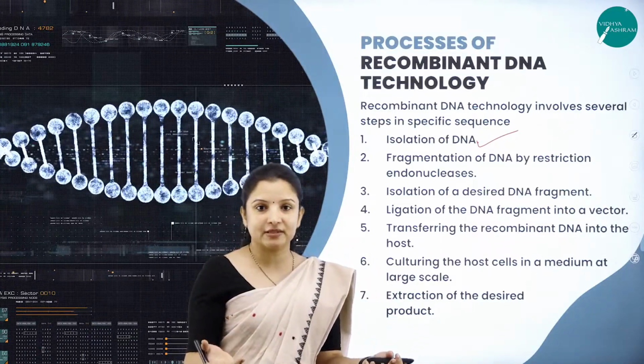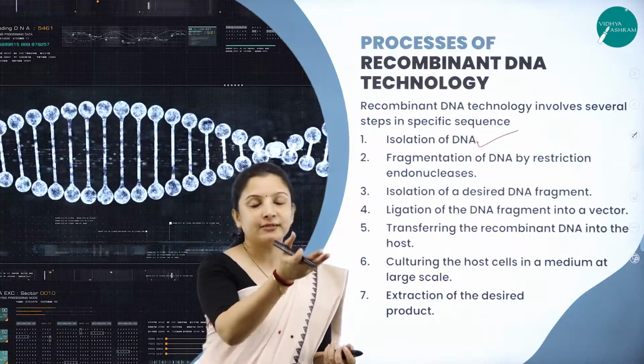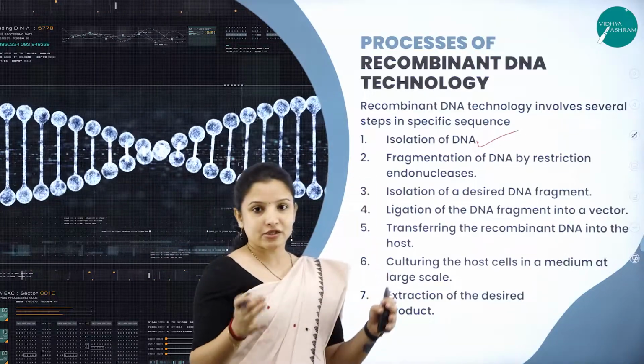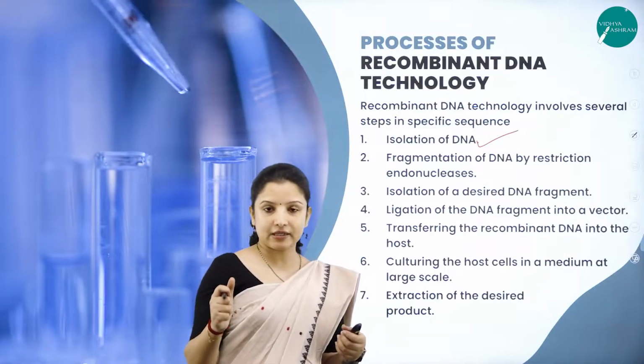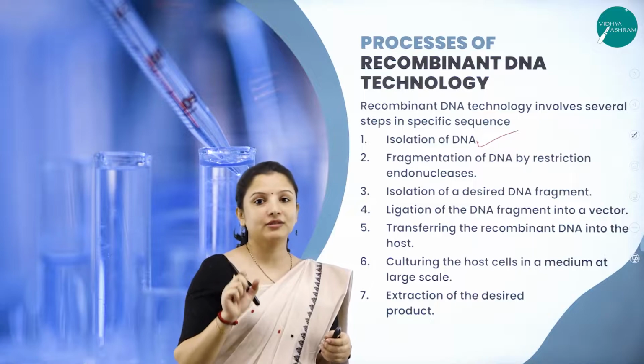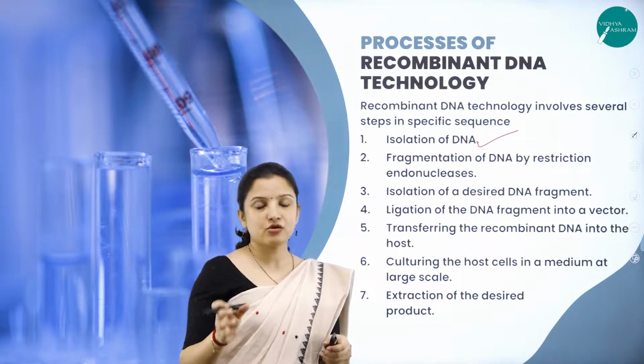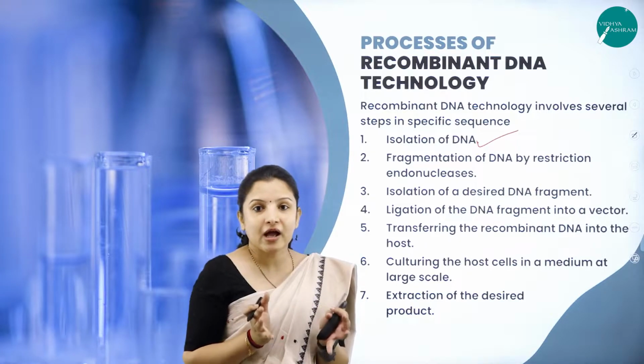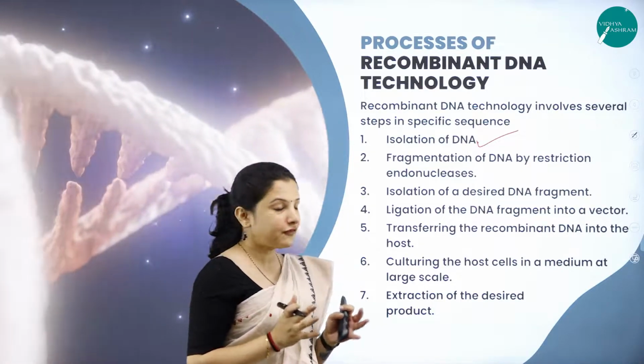Where is the cell present? Cells are the constituents of different plants and animals and different organisms, right? So first we need to select the organism of our interest. We need to take out the cells. From the cell, we need to isolate the DNA. So once we isolate the DNA, what do we have in our hand now? We have the DNA. So that is the first step.